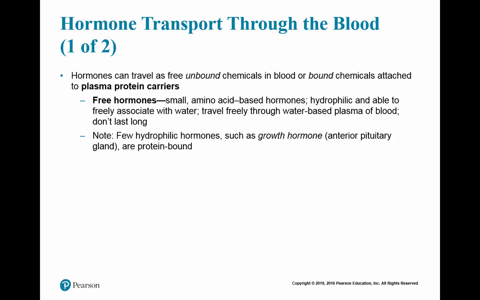Now, Objective 5 is where we are. We're going to look at how hormones are transported through the blood. They can be unbound and travel freely, or they can be bound and attached to plasma protein carriers. If they're free hormones, they're small, they're amino acid based, they're hydrophilic, and so they can travel easily through the water-based plasma in the blood. However, they don't last very long.